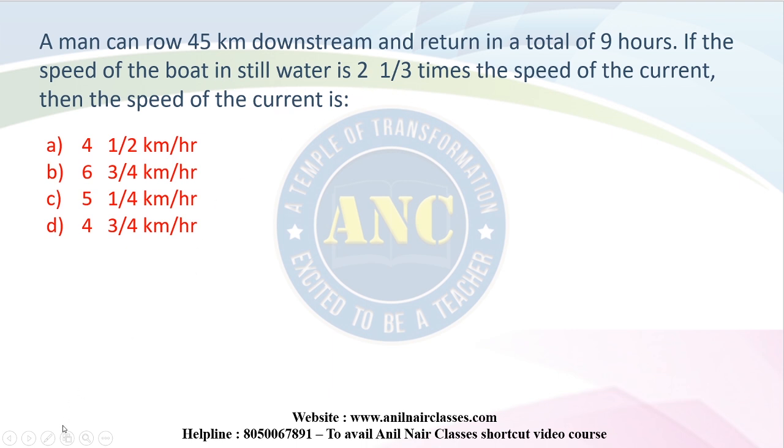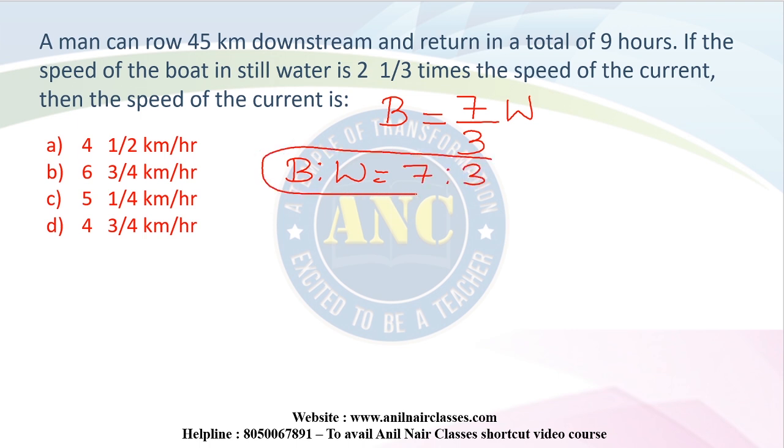current. So the speed of boat in still water is given as 2 and 1 by 3 times the speed of current, which is nothing but 7 by 3 times the speed of water current W. So if I write it in terms of a ratio, B is to W is 7 is to 3. This is the speed ratio. So speed ratio is 7:3 for boat and water. From this we can find the downstream speed and the upstream speed. Downstream speed is B plus W, it is 7 plus 3.